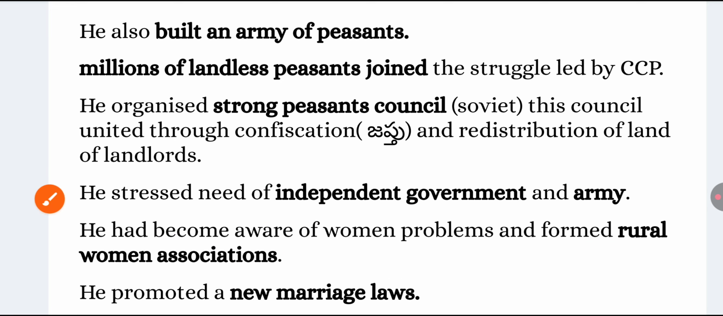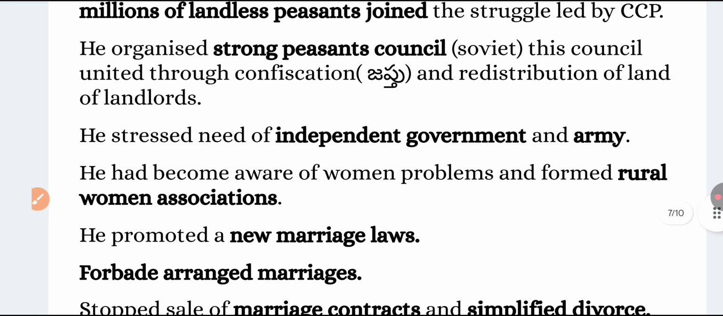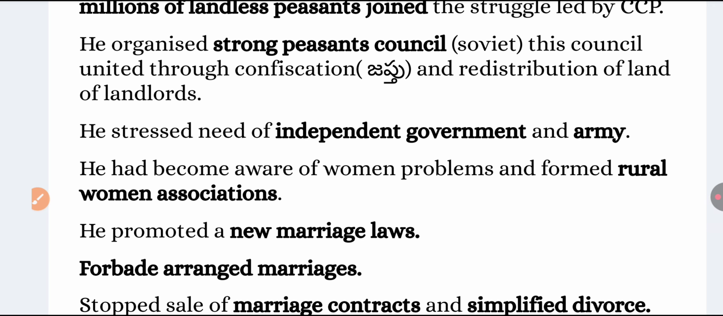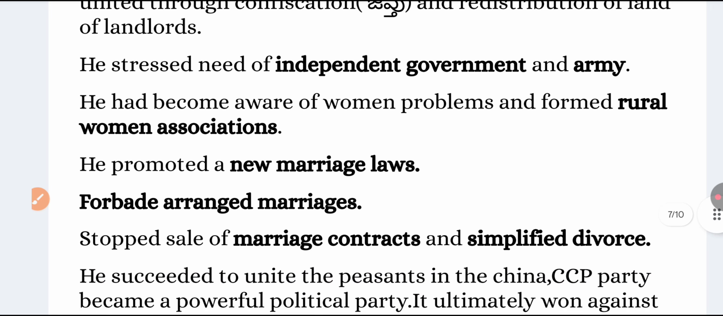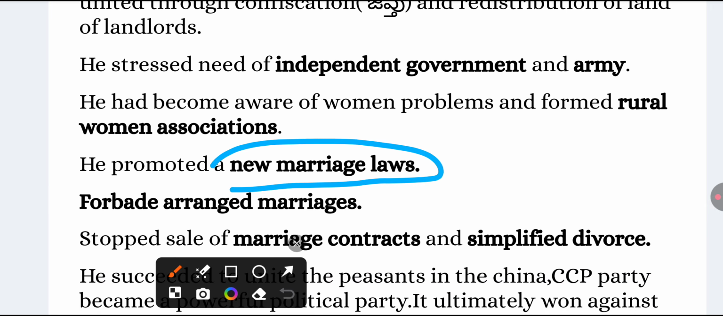In China, women were facing many problems. Subordination of women was there, foot binding, evil and bad practices were there. Women were facing many problems. Because Mao Zedong understood the problems of women, he formed a Rural Women's Association. Mao Zedong promoted new marriage laws.